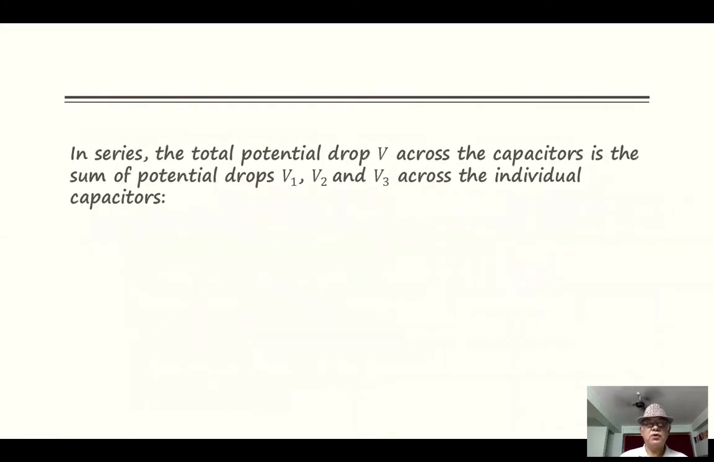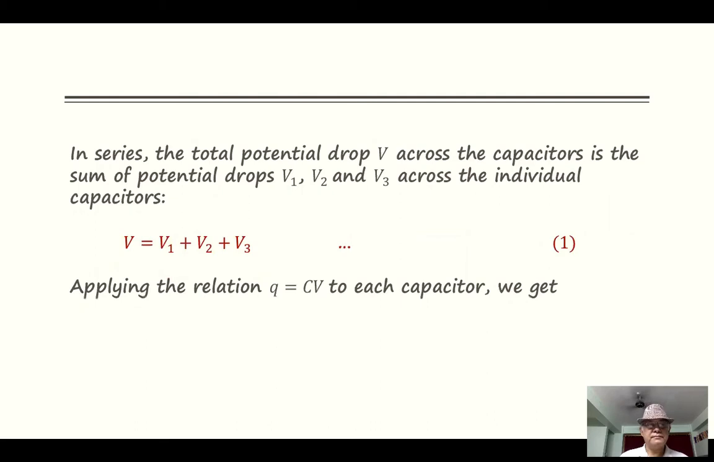In series, the total potential drop V across the capacitors is the sum of potential drops V1, V2, and V3 across the individual capacitors. That is, V equal to V1 plus V2 plus V3, that is equation 1. Applying the relation Q equal to CV to each capacitor, we get V1 equal to Q by C1, V2 equal to Q by C2, and V3 equal to Q by C3.